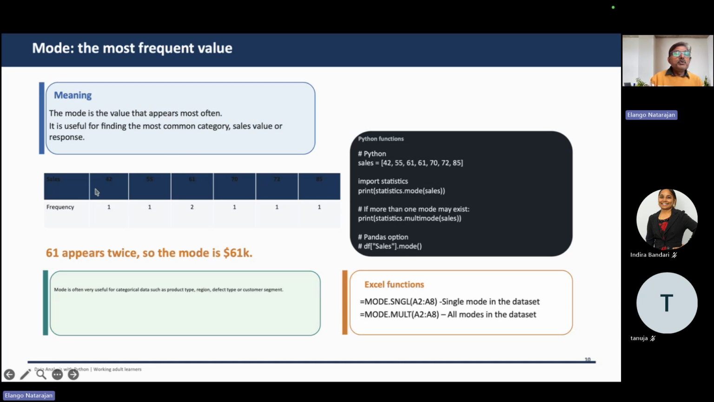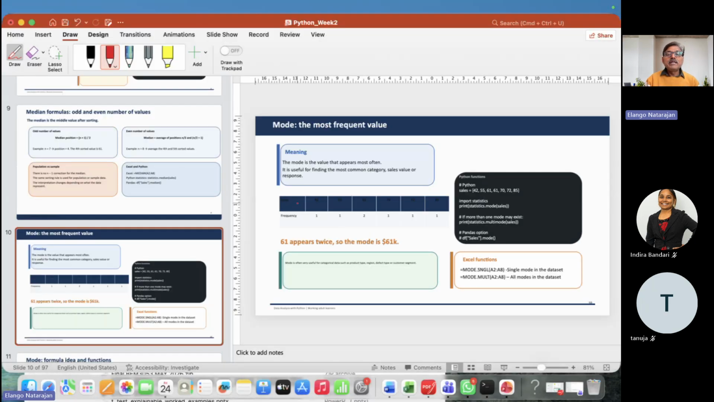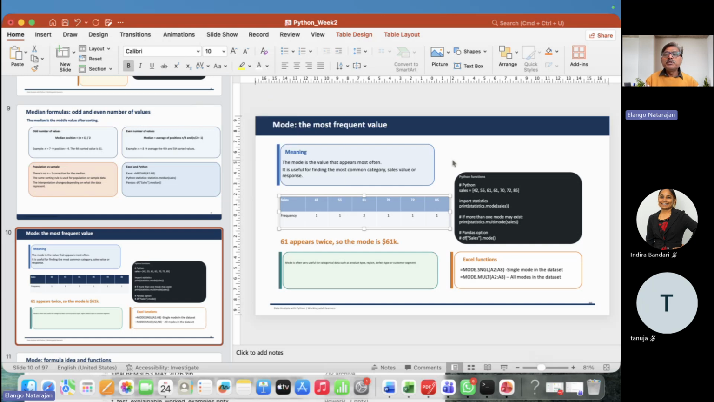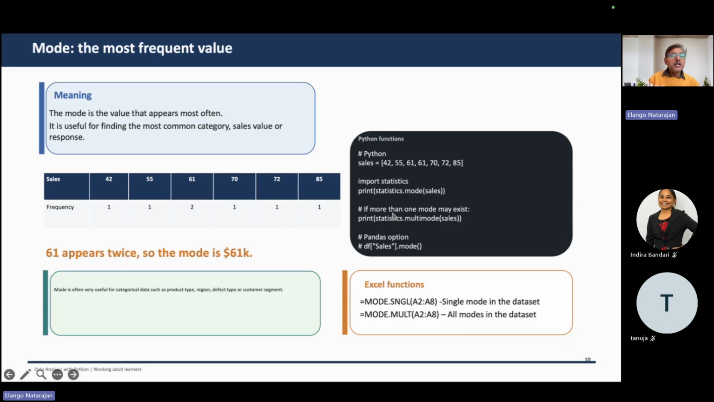So all you need to do is find the frequency of the values. It's easier if you arrange them first, but even if you don't arrange them, it doesn't matter. All you need to do is find the frequency of each number, each value.